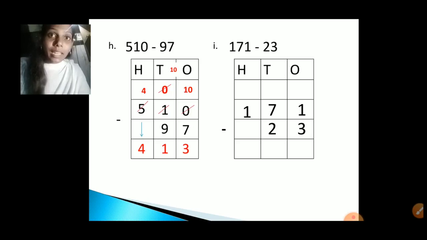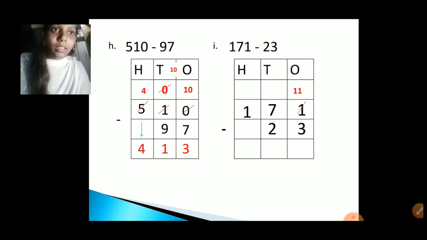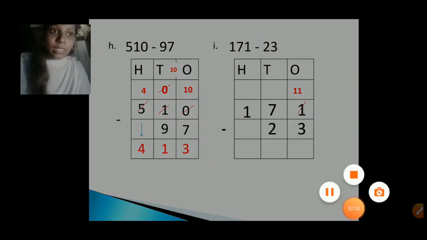Yes, we will start the subtraction from the 1's place. So here at 1's place, 1 minus 3, is it possible? No. So we will borrow from the 10's place. So 10 plus 1 ones equals to how many? 11. So we'll cut 1 and instead of 1 what we will write? 11. Right? Now 11 minus 3.